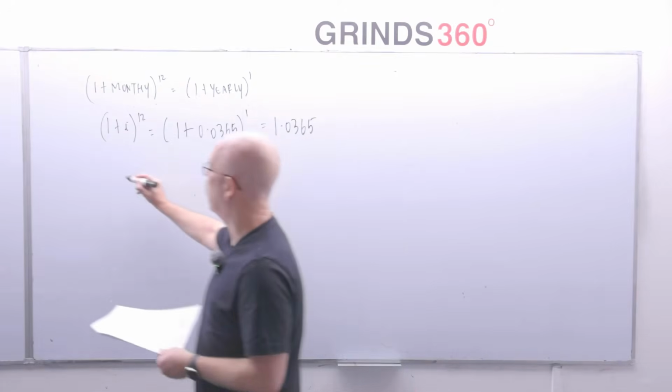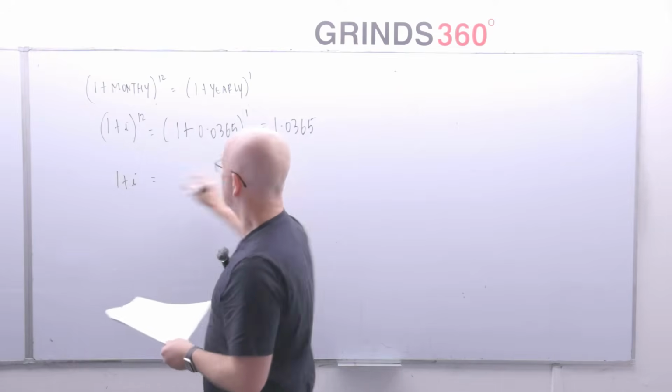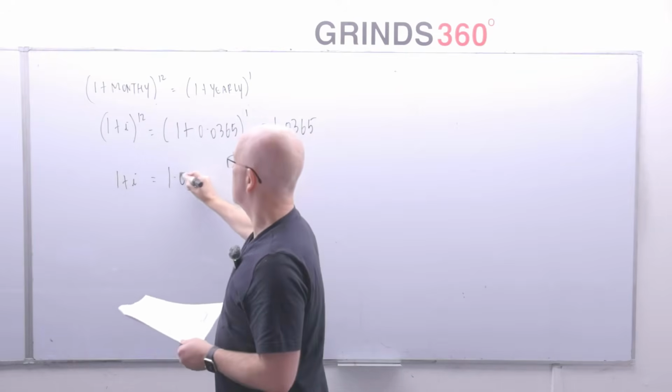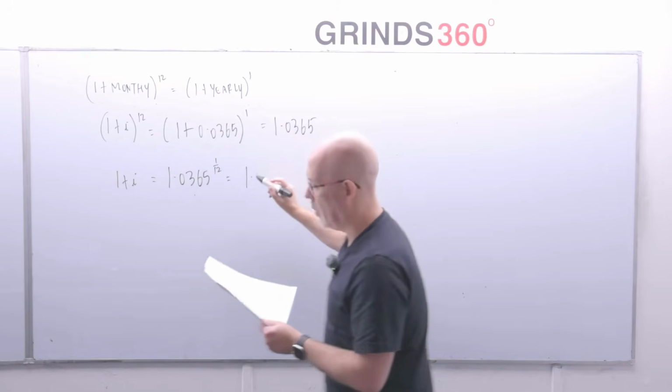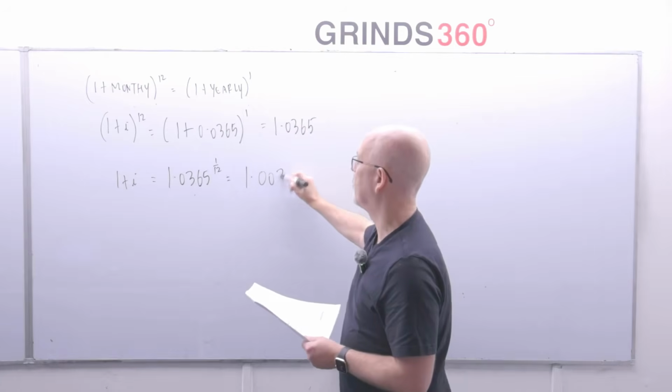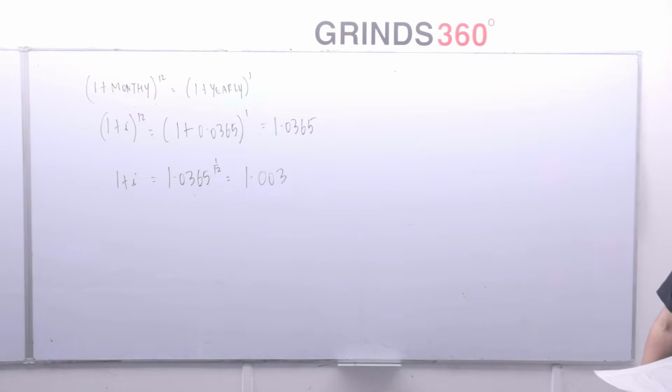we go with power of 1/12. So I go with power of 1/12 over here. I'll just get rid of the power of 12. So it's 1.0365 to the power of 1/12. And that comes out like 1.003, or thereabouts. It's very close to 1.003, right?